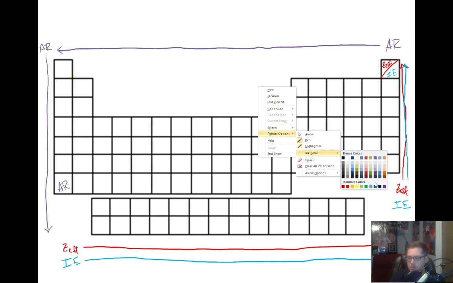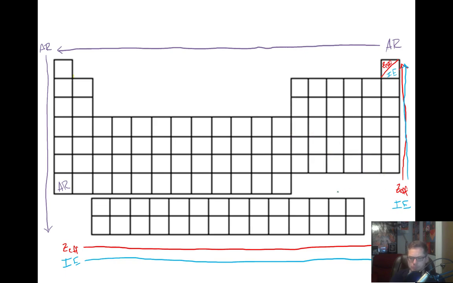What color should we do? A green? We haven't done green. All right. So electronegativity follows the same trend as Z effective. Oh no, I'm too close to the bottom. Oh my goodness. All right, maybe we'll do it this way, electronegativity. So electronegativity goes from left to right, like so. And then electronegativity goes bottom to top, like so.